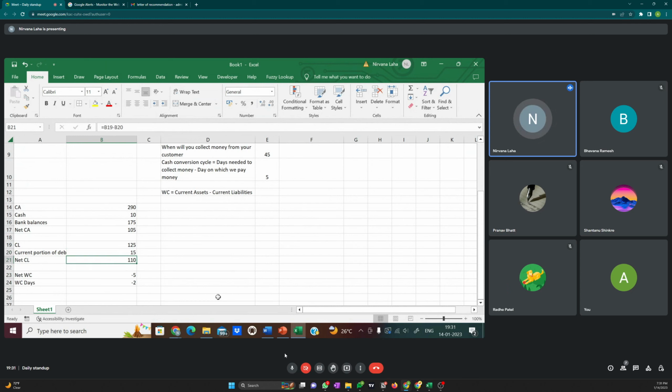So if you are ever calculating working capital for a company, you can use this formula: net current asset, net current liability, and then calculate net working capital, and then divide this net working capital by the revenue and multiply by 365 days. That's your working capital days.